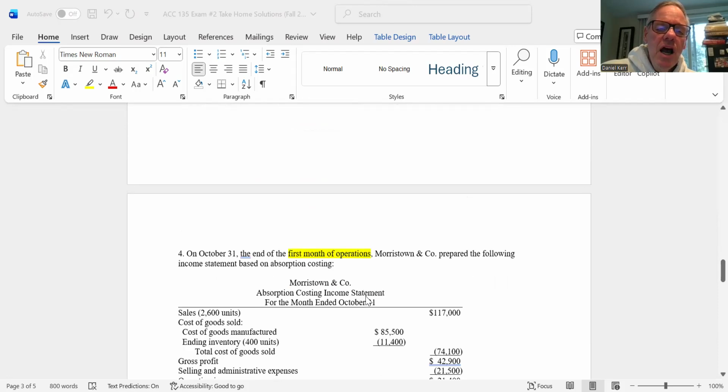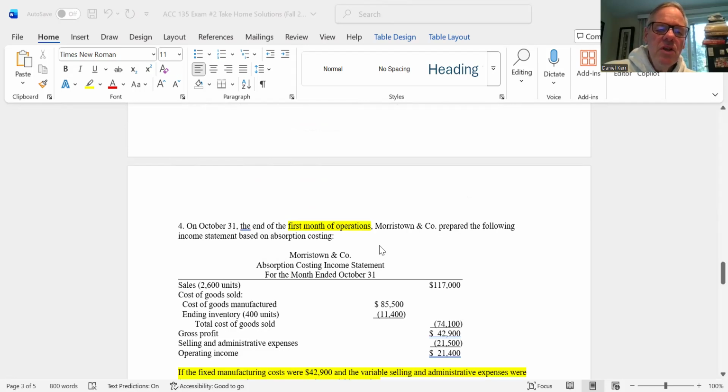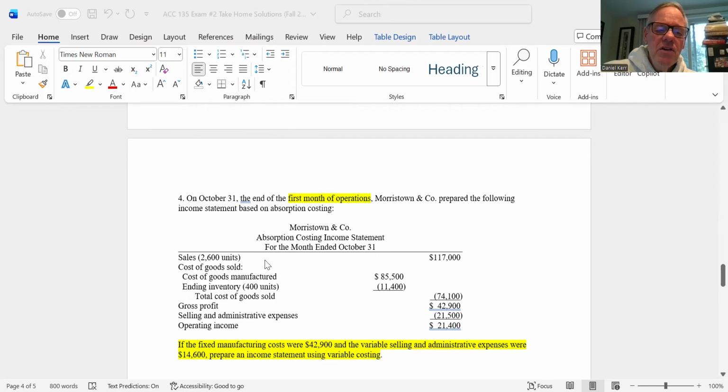Next one. For its first month of operations, and that's important to know it's the first month of operations, we sold 2,600 units, and we have 4,400 ending inventory. It's the first month of operations, so we would have had no beginning inventory. So the total number of units manufactured must be 3,000.